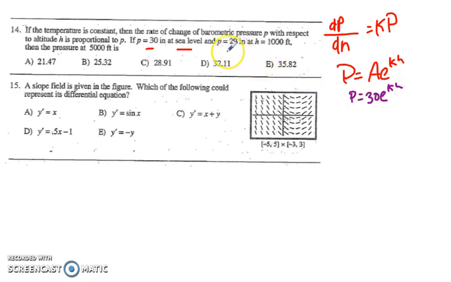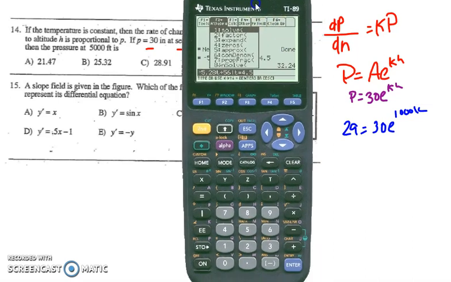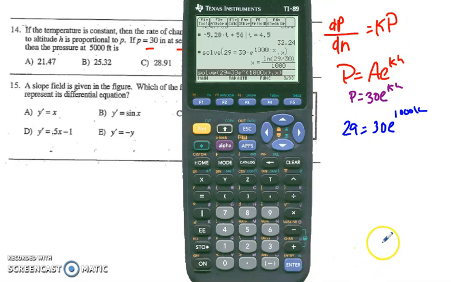So that gives me this equation. And I can then find out my K value by plugging in P equals 29 and H equals 1,000. So if I plug in P equals 29 and H equals 1,000, I can solve for K on my calculator. So that means I need to use the solve key. Make this a little bit bigger here so we can see it. Use the solve key and then hit 29 equals 30 times e to the 1,000, and I'll just use x instead of looking for the k value, and then solve it for x, so put comma x and enter.